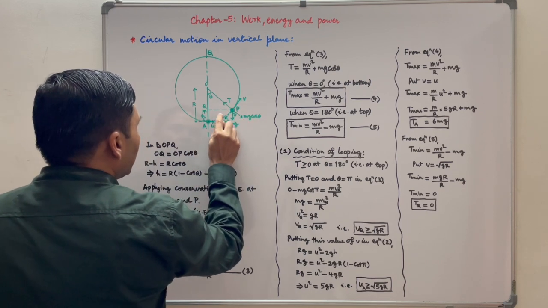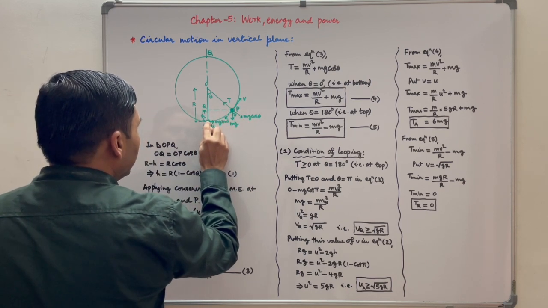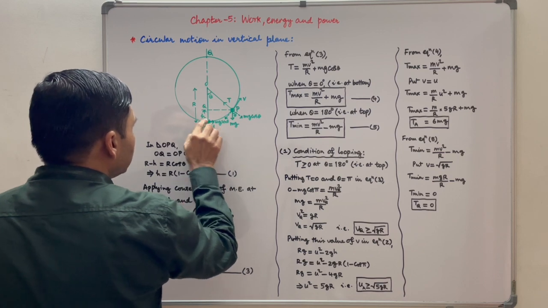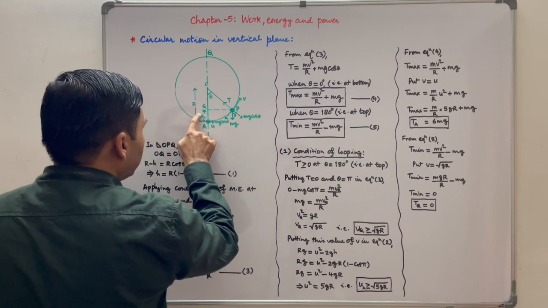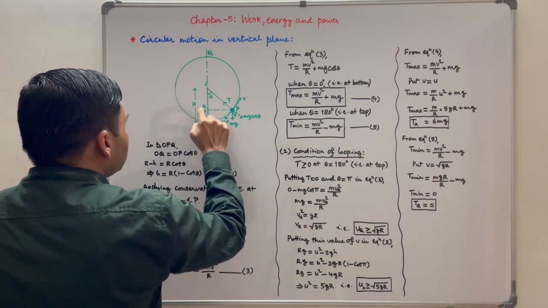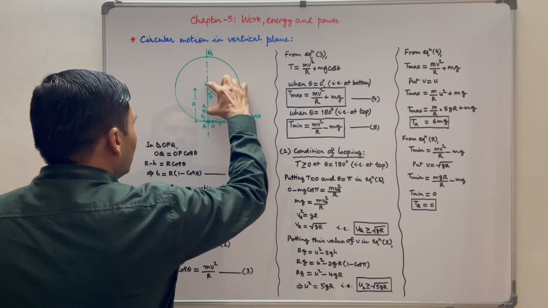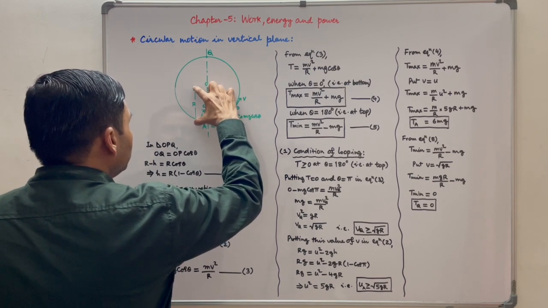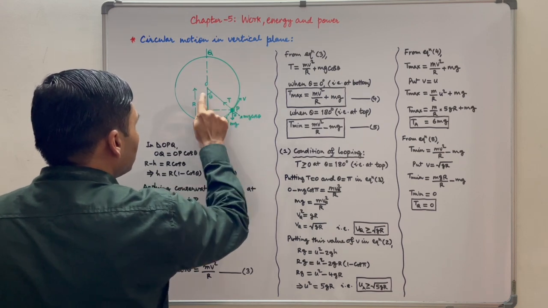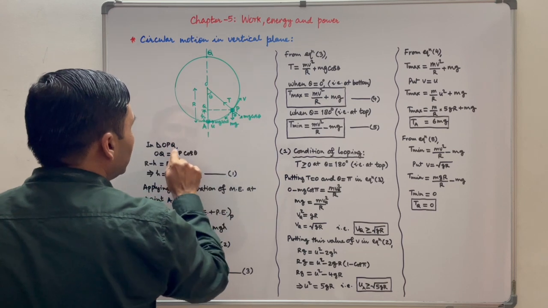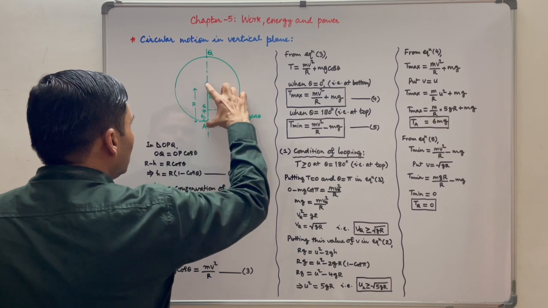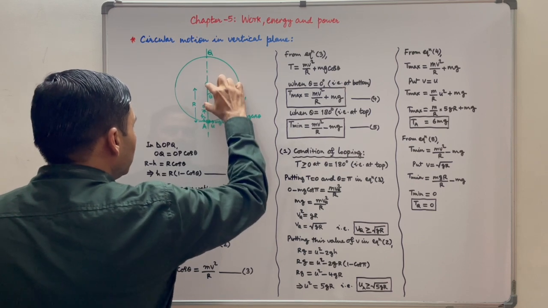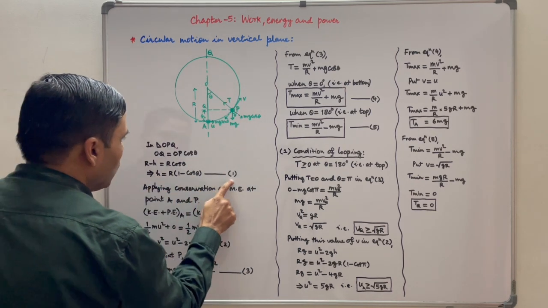Point P is at a height h as compared to point A. Our reference line, which is horizontal, passes through point A. First, we will calculate h. h is OA minus OQ. OA is r, length of the string or radius of the circular path. OQ can be calculated from this right angle triangle, and that is r cos theta. So h is equal to r minus r cos theta. This is equation number 1.